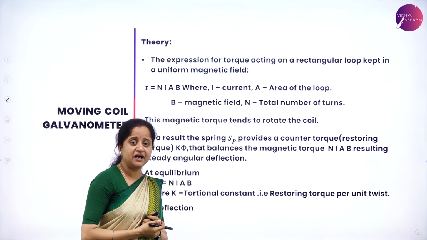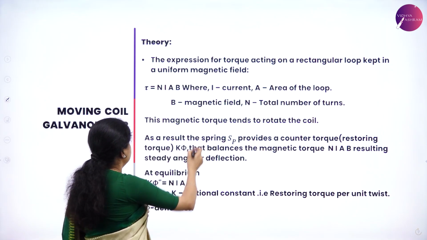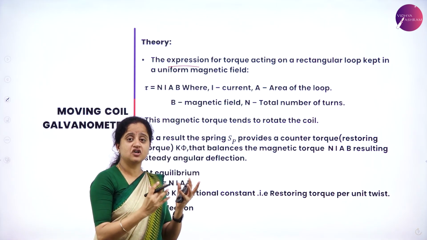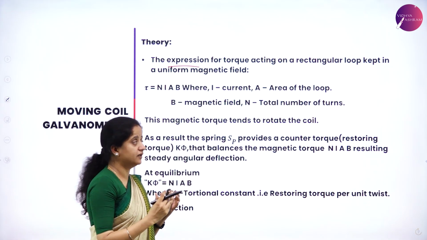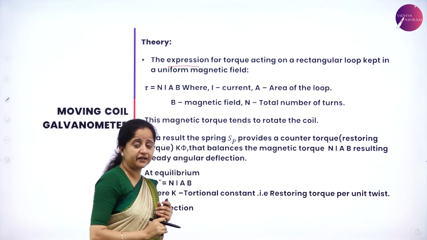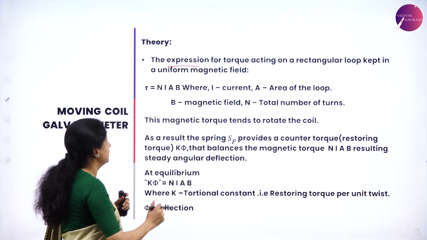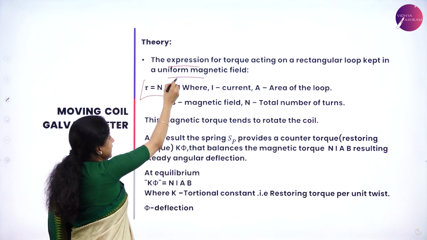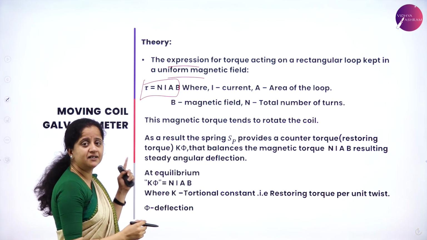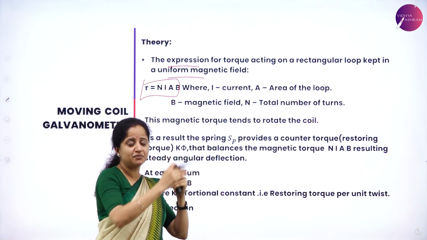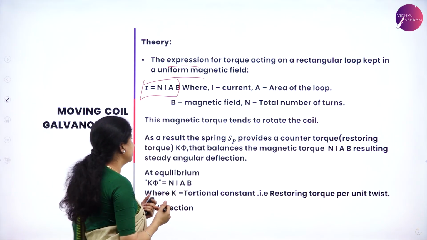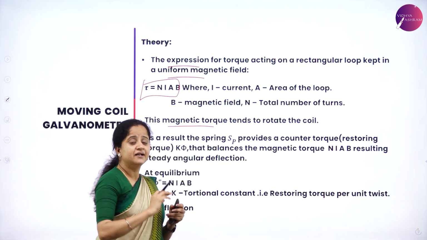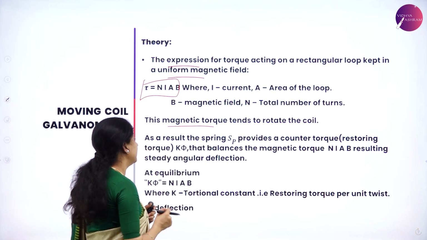What is the theory behind the moving coil galvanometer? The torque tends to rotate the coil. We know the expression for torque acting on a rectangular loop kept in a uniform magnetic field, which we just derived: tau is equal to NIAB, where I is the current, A is the area, N is the number of turns of the coil, and B is the magnetic field. So this magnetic torque tends to rotate the coil of the galvanometer.